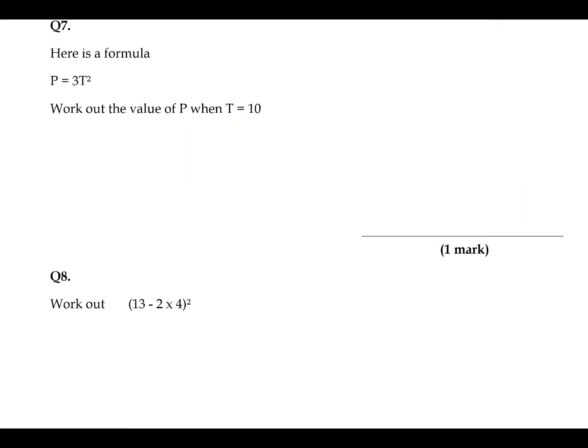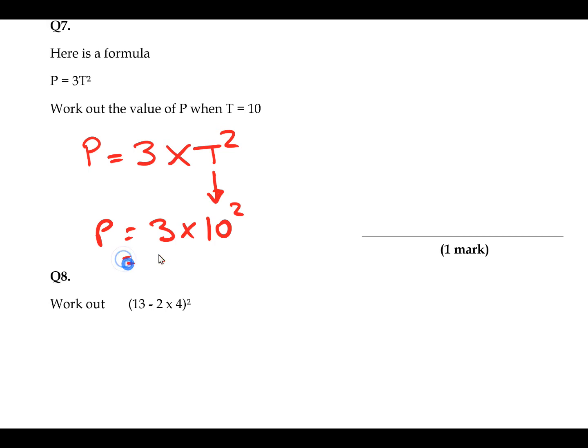Question 7. Here is a formula. P equals 3t squared. Work out the value of P when t is 10. So P equals 3 times t squared. Swap the t for the number 10. And it becomes P equals 3 times, do the squared first, which is 100, so 300. So P is worth 300.